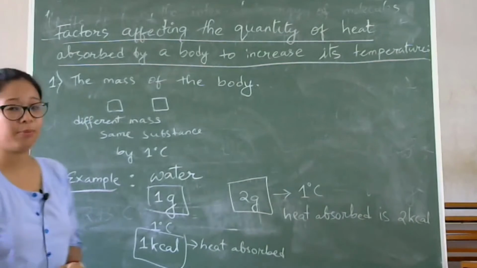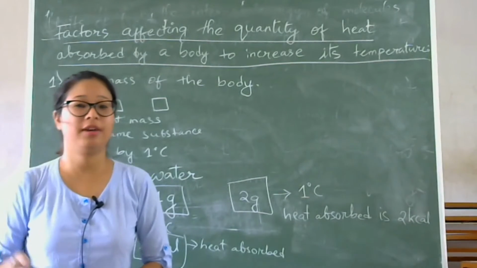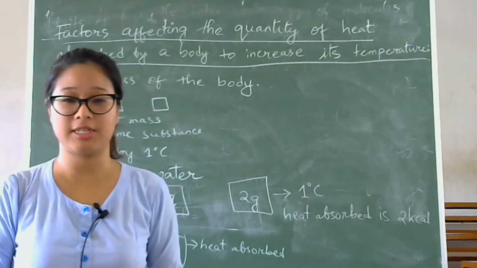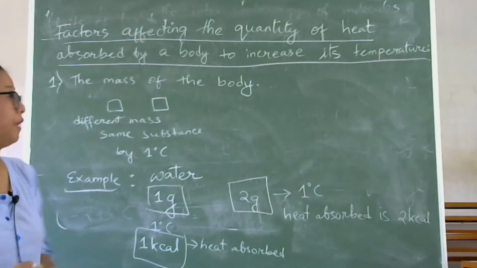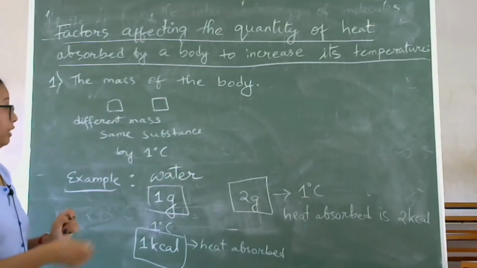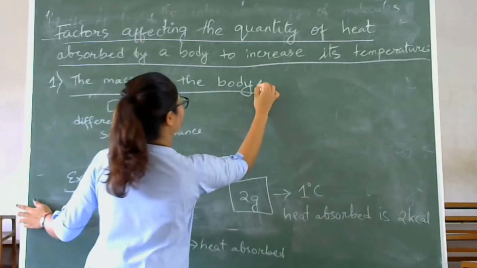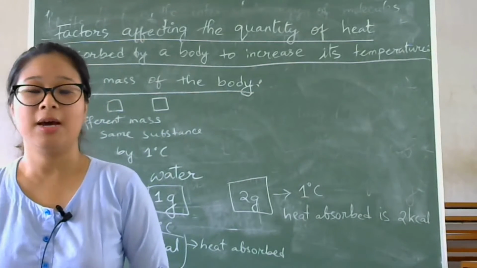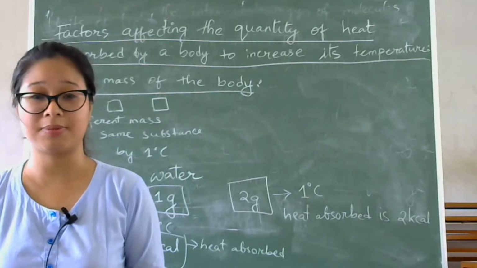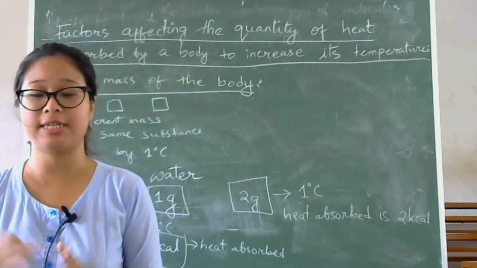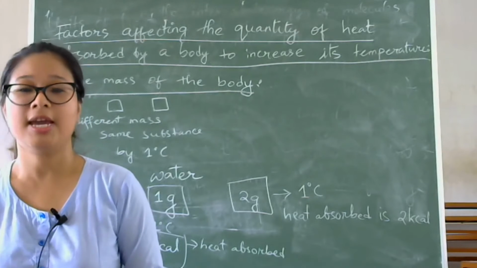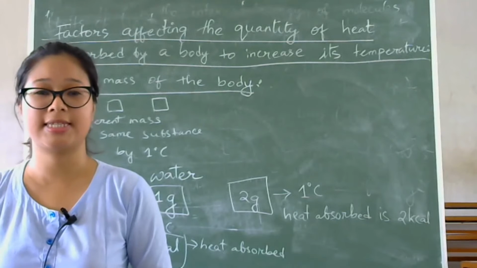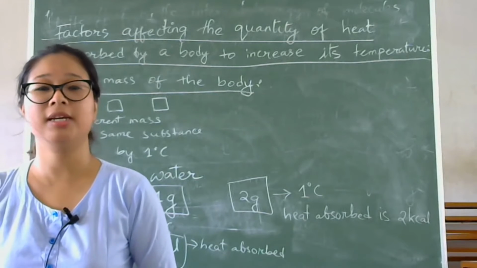Heat absorbed by a body to increase its temperature. There are 3 factors which affect the heat absorbed by a body to increase its temperature. Number 1 factor is the mass of the body. Now let us consider objects having different masses, made of the same substance, whose temperature is to be increased by 1 degree Celsius. Then the heat absorbed by the 2 objects having different masses will be different.